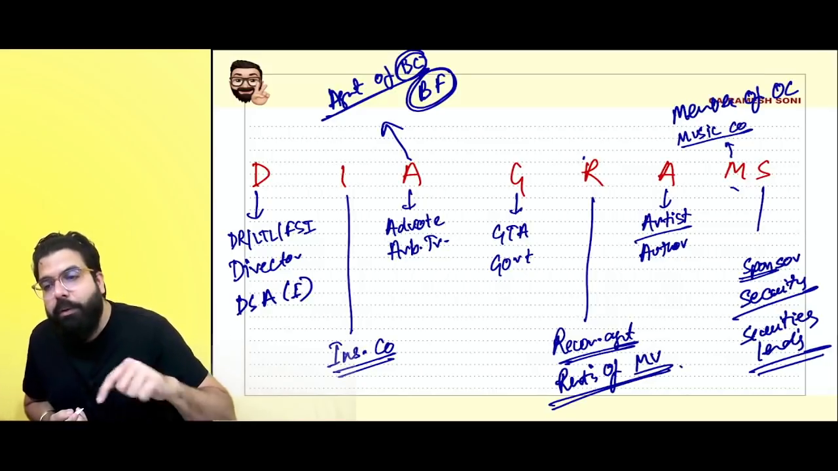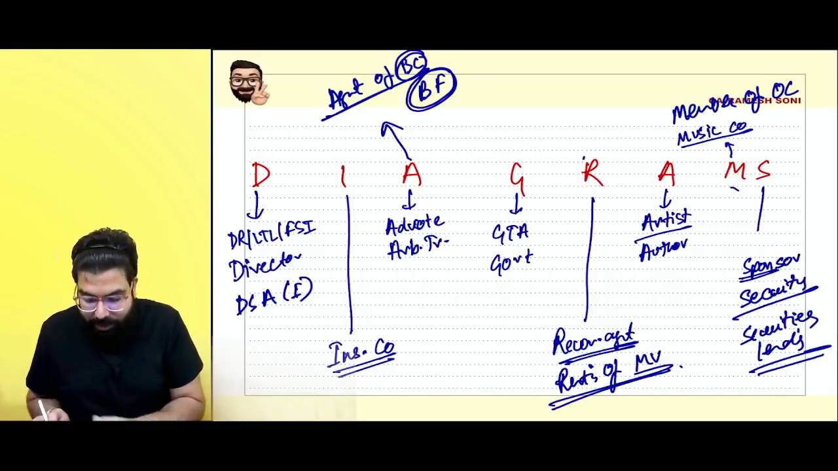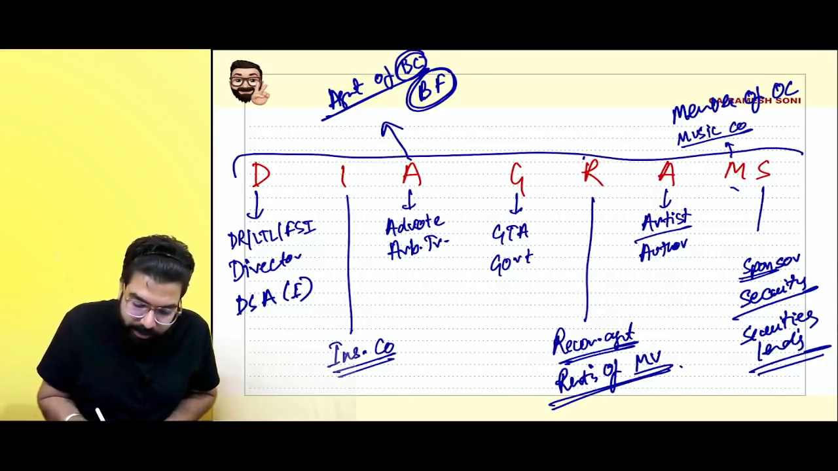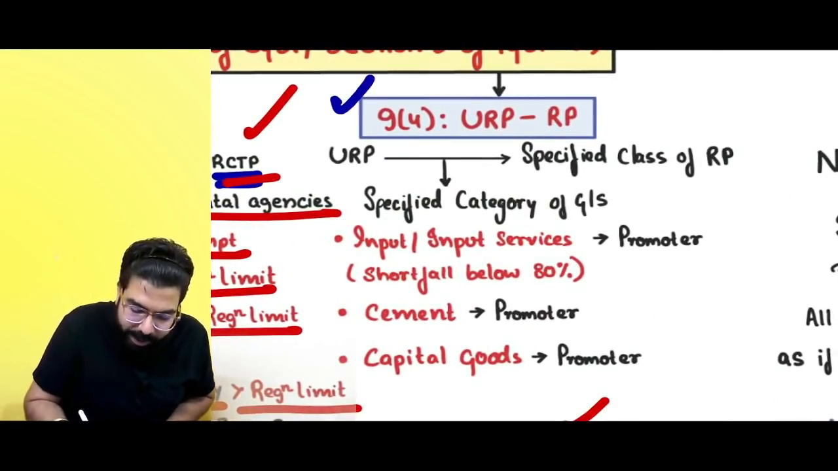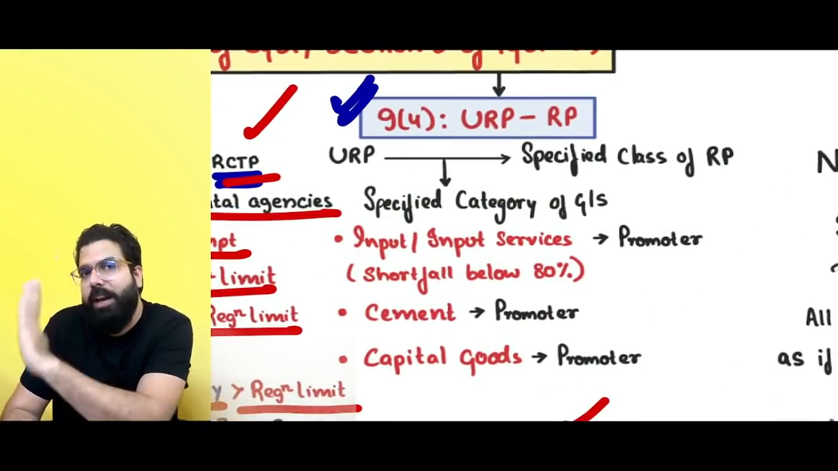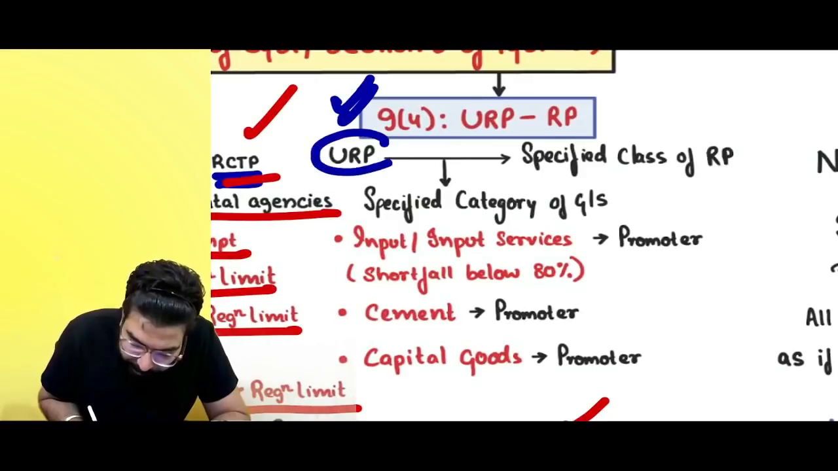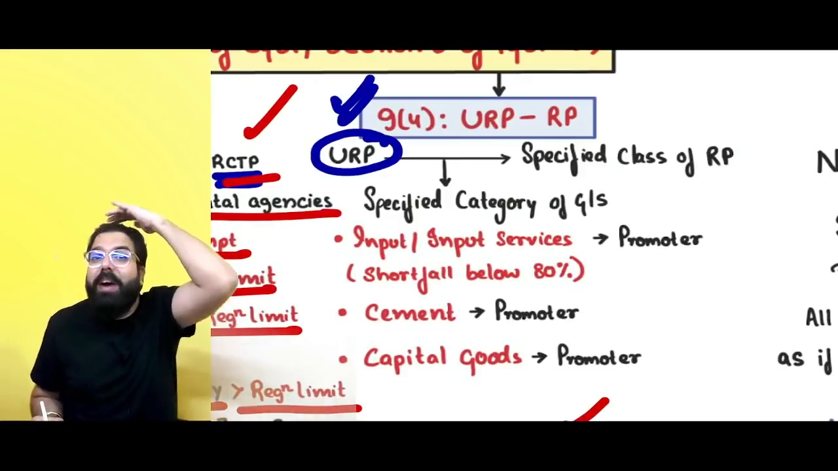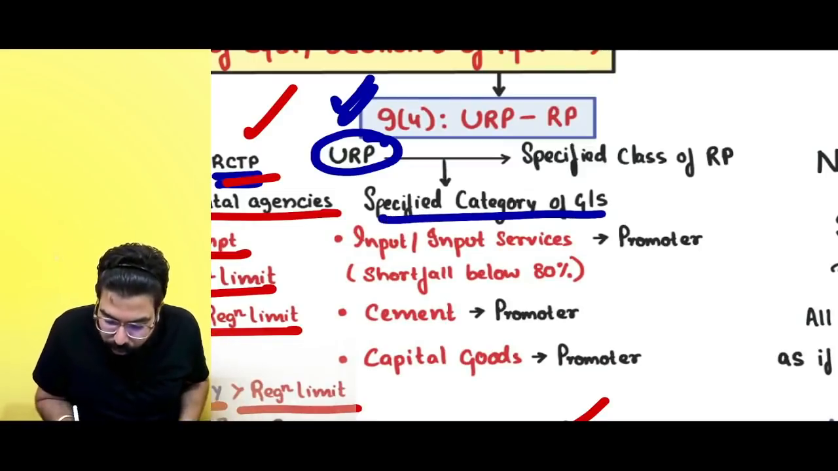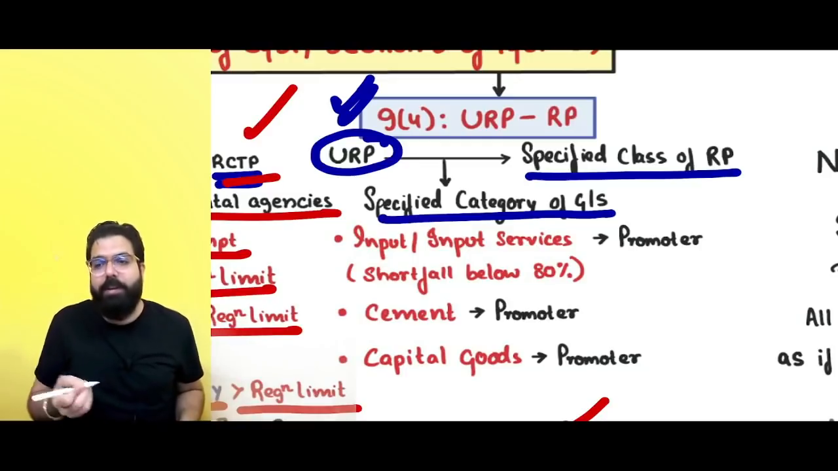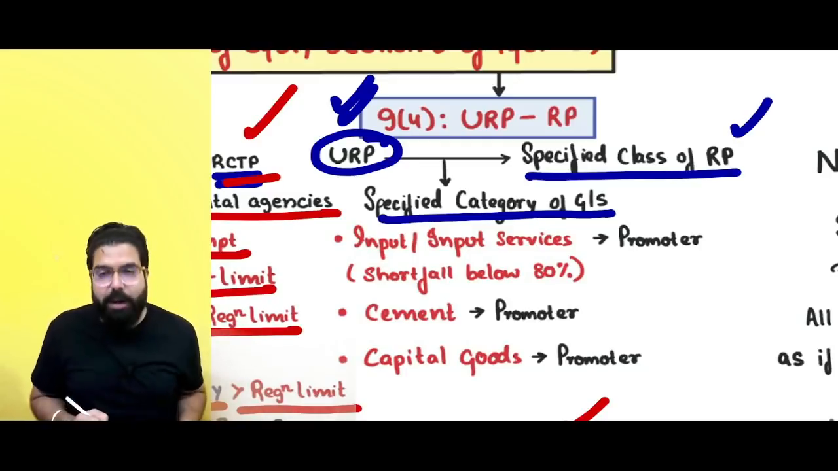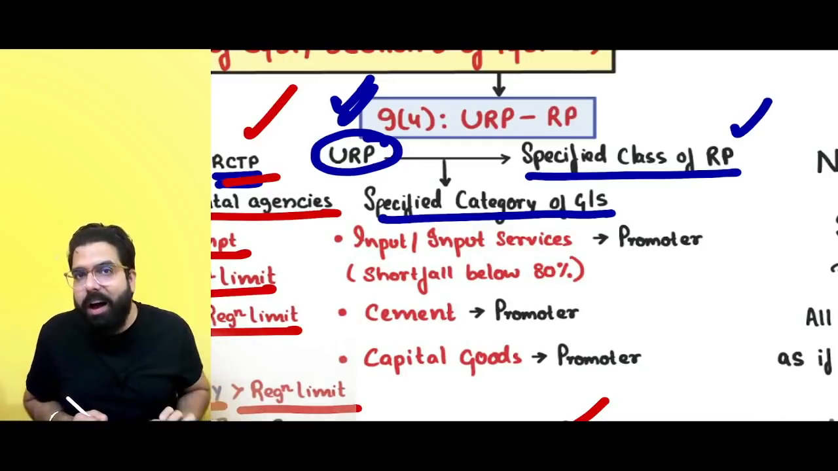Here we are done with your complete reverse charge discussion. Chalo, let's go ahead. The next one over here is section number 9.4. Section number 9.4 says whenever one unregistered person gives a specified category of services, goods or services, only to a specified class of registered person, then the specified class of registered person has to pay the GST under RCM.